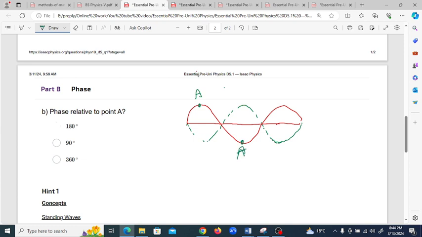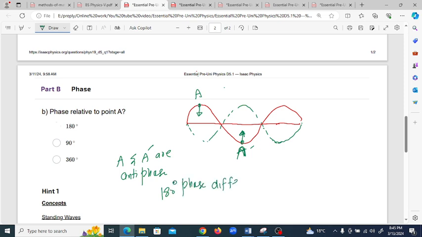Okay, remember that this point is at the highest point and is going downward, its direction is downward, but this point is going upward. So it means that they are in antiphase. These two points are antiphase. Their direction is opposite, so they are antiphase. So A and A dash are antiphase. So what does it mean? It means they have a 180 degree phase difference.